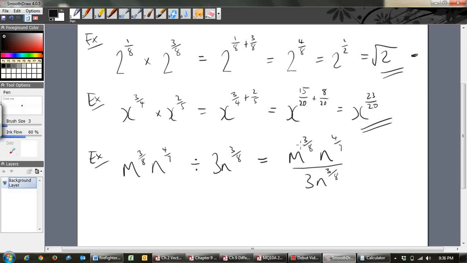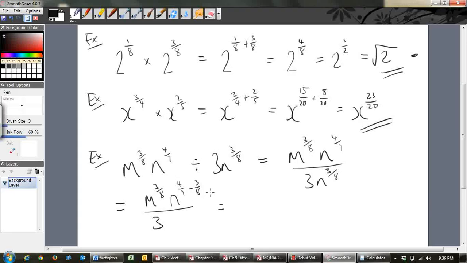Okay, beautiful. So m's, nothing's going to affect our m's. They will just stay. And so what we'll do is we'll rewrite that. m^(3/8) will stay on the top line. That 3, it's the only number present, so that'll stay on the bottom line. All we have to do is deal with these n's. So what will happen is we'll have n, we'll leave that on the top line, and it'll be 4/7 minus 3/8. 4/7 minus 3/8. That's just using index law number 2.